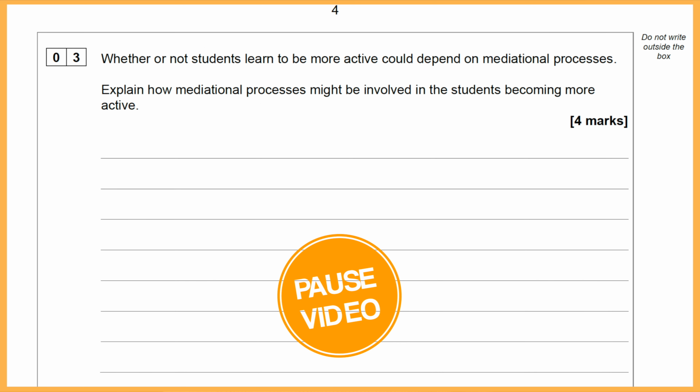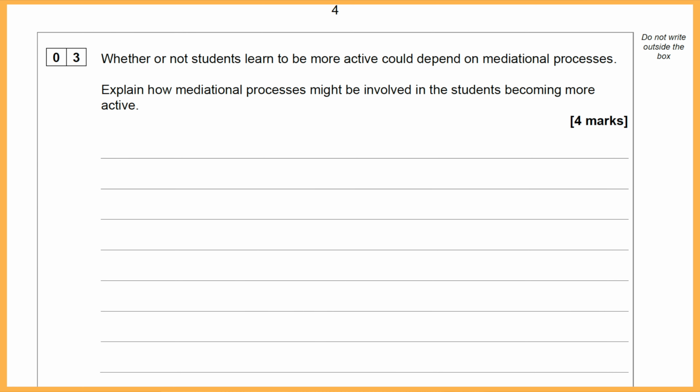Again, you wouldn't need all of these, perhaps 2 if you explained it well enough and you made sure to apply it to the comments of both Miss Honey and Mrs. Wilson's. Question 3. Whether or not students learn to be more active could depend on mediational processes. Explain how mediational processes might be involved in the students becoming more active. 4 marks. The command words are explain how for 4 marks and requires you to apply it to the students, so you've got to do more than just describe mediational processes.